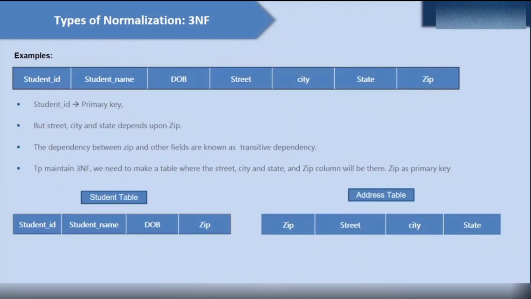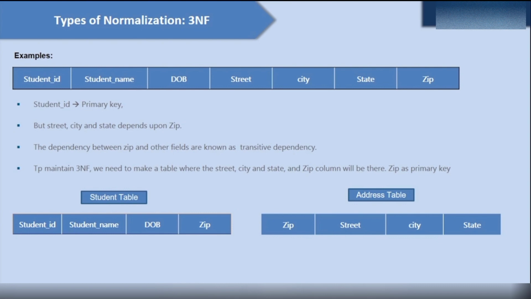Now let's have a look at an example of 3NF. Take an example of a table. Suppose you have student ID, student name, date of birth, street, city, state, and ZIP. Okay, so if you look at the table, you can understand student ID will be your primary key, but street, city, and state depend upon ZIP, right? The dependency between ZIP and the other fields is known as transitive dependency. So this shows you what transitive dependency stands for, right?